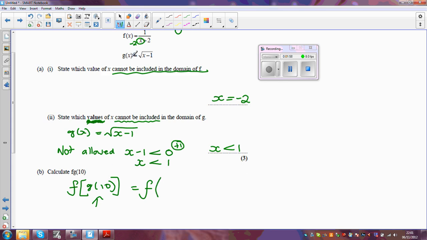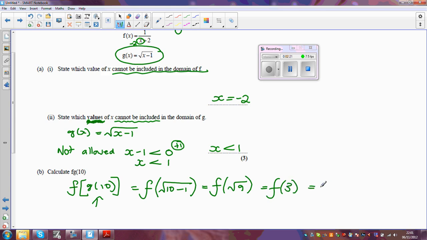Now, g of x is the square root of x minus 1. You can see that up here. So g of 10 is going to be the square root of 10 minus 1. So just leave the f where it is, and let's work out the square root of 10 minus 1. Well, that's just the square root of 9, and the square root of 9 is actually just 3. So our job is to work out f of 3.